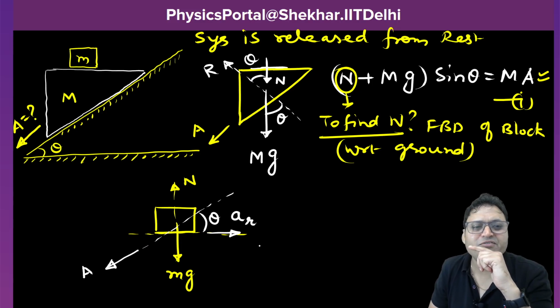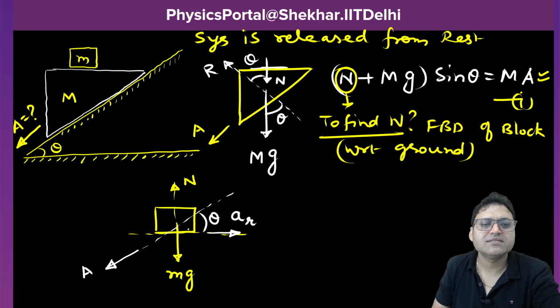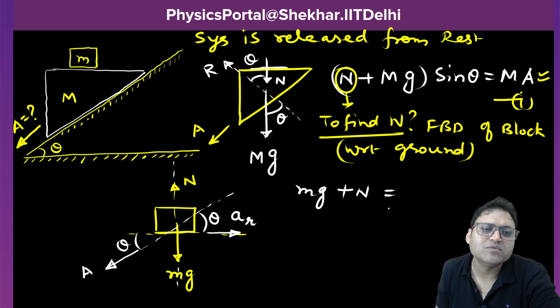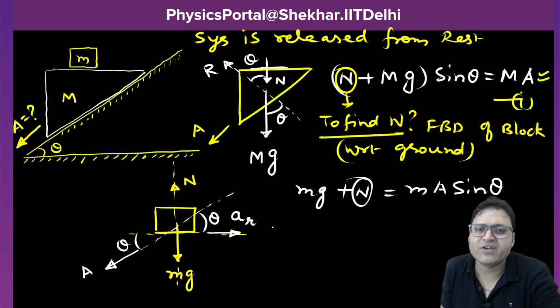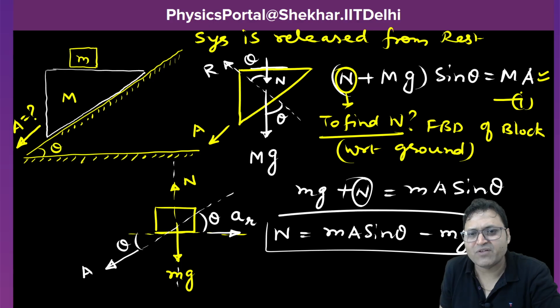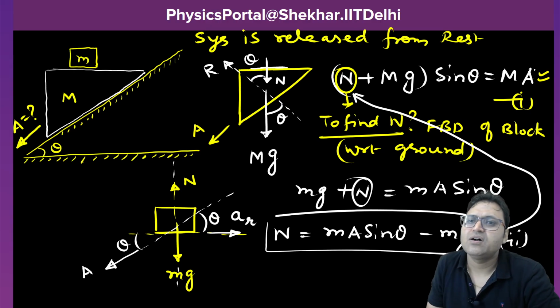Now our objective is to find out N. So what we can do is apply Newton's second law in the vertical direction. This angle is theta. So if we apply Newton's second law in the vertical direction, mg plus N must be equal to m a sine theta. From here we can find out the value of N. N is equal to ma sine theta minus mg. If we put the value of N in equation number 1, then we will get the value of acceleration of the wedge.